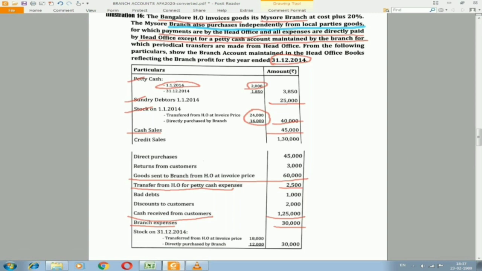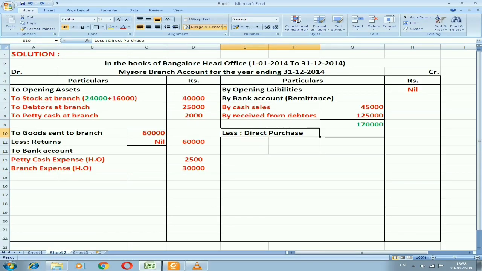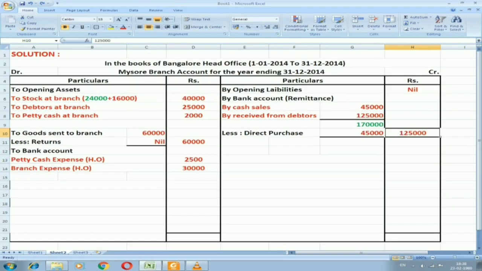That means from the total income earned by the branch, the branch needs to deduct the expenditure which is not given by the head office. Direct purchase, it is an amount of rupees 45,000. This is the expenditure which is not paid by the head office, which is met only by the branch itself, and for that the head office has not sent any money. That is the reason that expenditure needs to be deducted from the total income generated by the branch. I am deducting that 45,000 and taking the total as 1,25,000 under bank account.